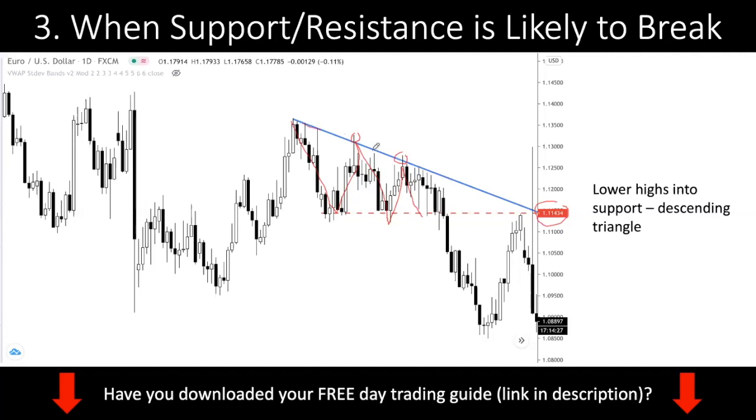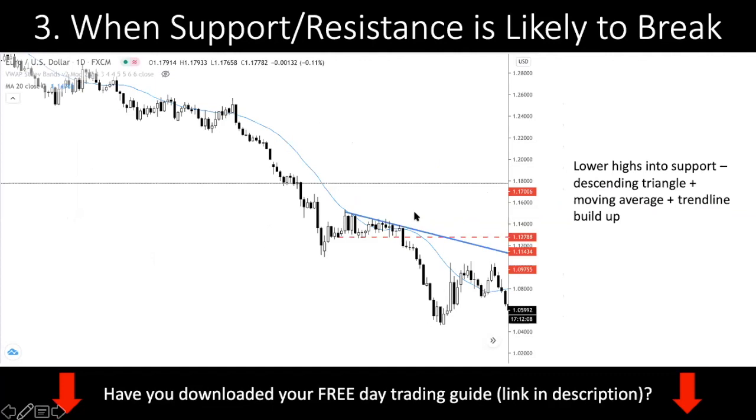Okay, and you also have the trend line. Okay. So this is another telltale sign that the support is going to be broken. Okay, so this is how you identify it. It's rather straightforward. I don't think I need to explain more about this on this chart.